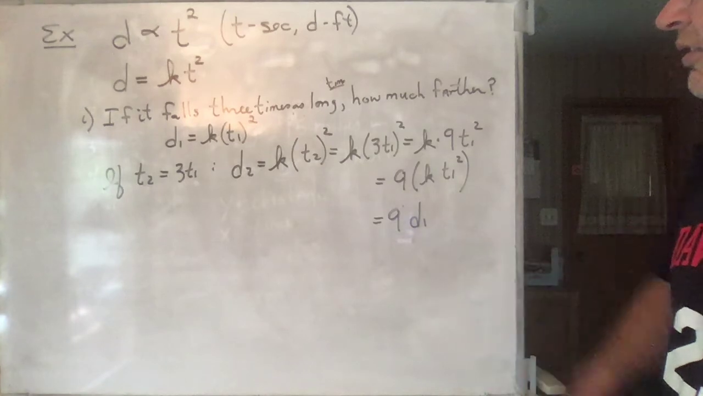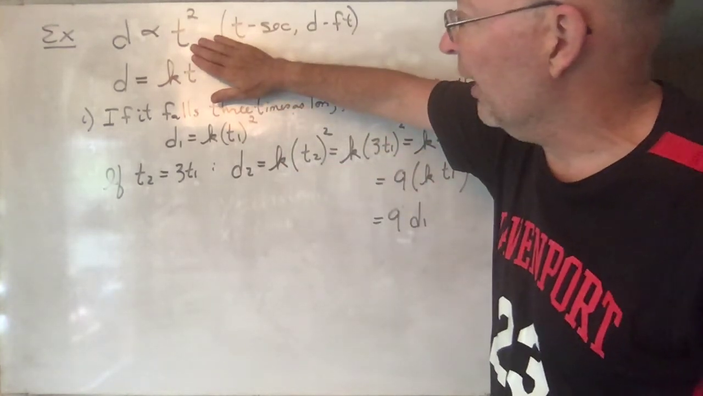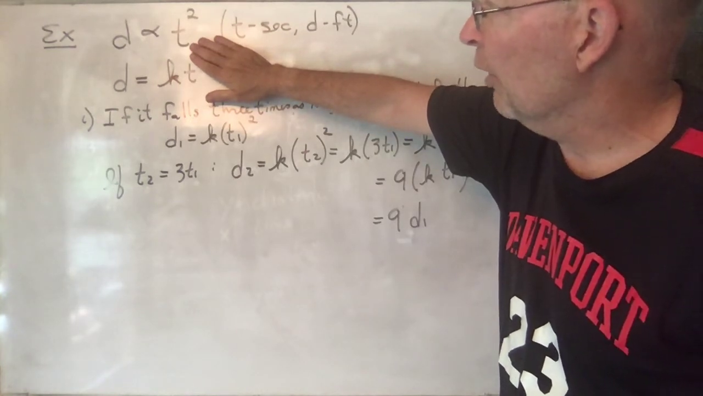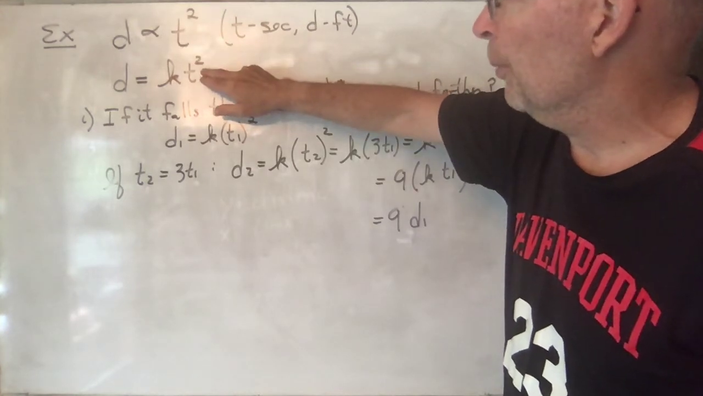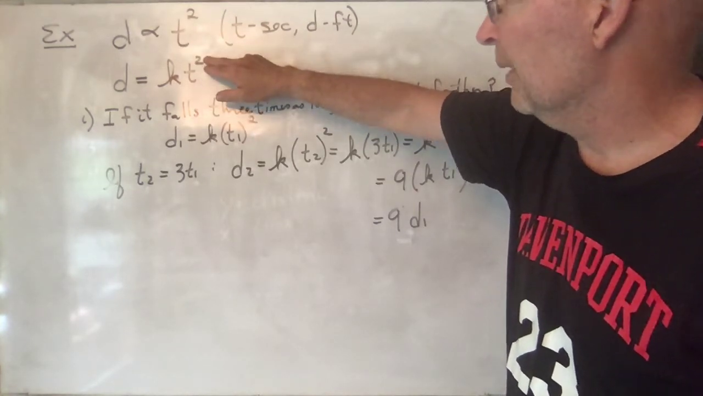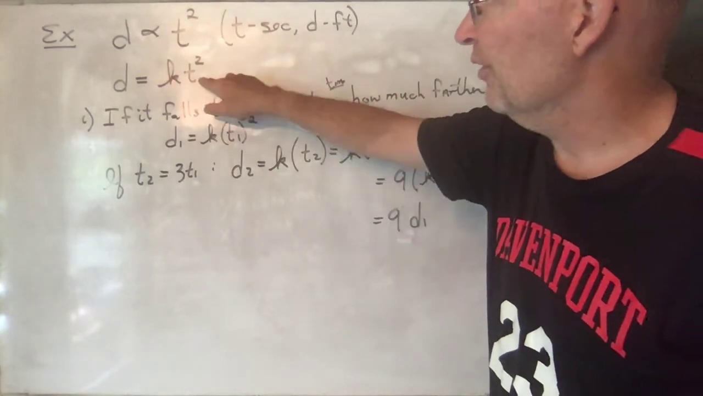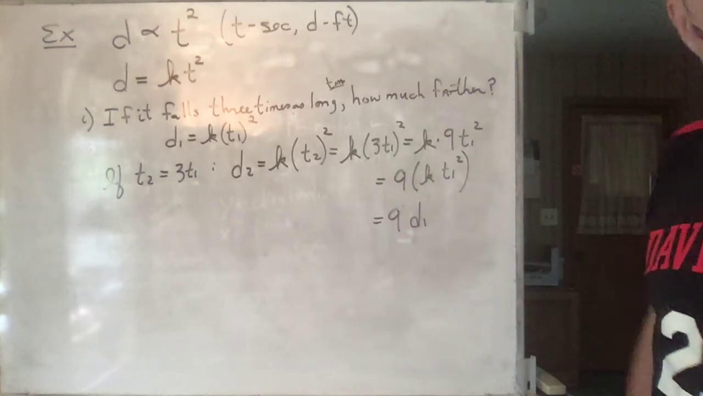times the distance. Okay. So if this was directly proportional, then if you had 3 times the amount of time, it would also be 3 times the amount of distance. See that? But this is proportional to the square of the time. So now if you go 3 times as much time, you don't go 3 times the distance, you go 9 times the distance. That's the key.